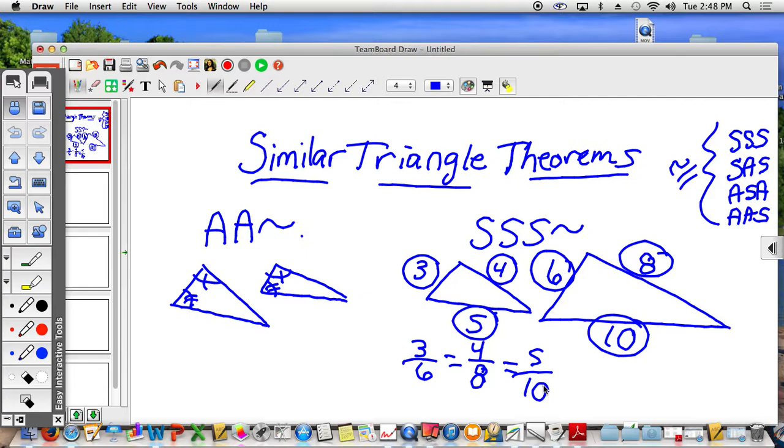If one of them was not equal to the other 2, the triangles are not similar. Okay? So if this ends up being a true statement in the triangles that you are working with, the triangles are similar by SSS.